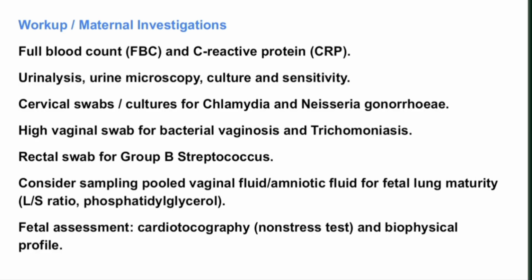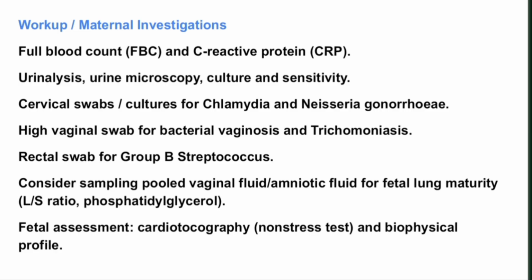We're also going to do cervical swabs and cultures for chlamydia and Neisseria gonorrhoeae, and a high vaginal swab for bacterial vaginosis and trichomonas. We can also do a rectal swab for group B streptococcus. When we're doing all these swabs, our main goal is to tailor the results to the antibiotics we want to use, so that we know which type of organism is growing there.